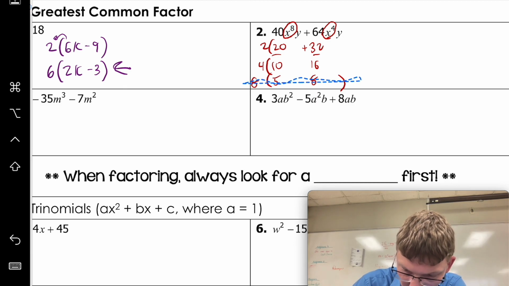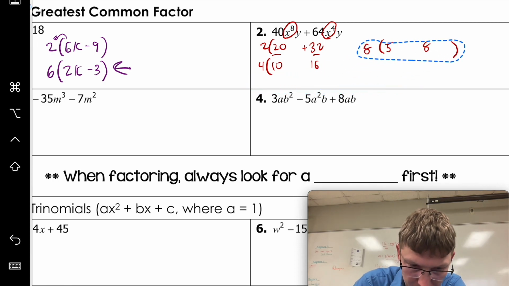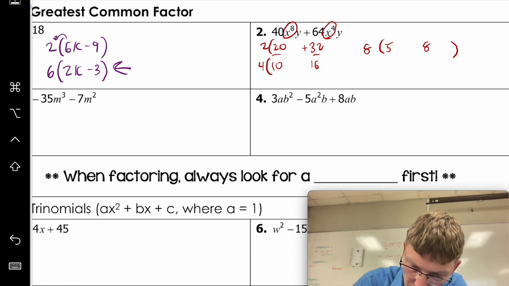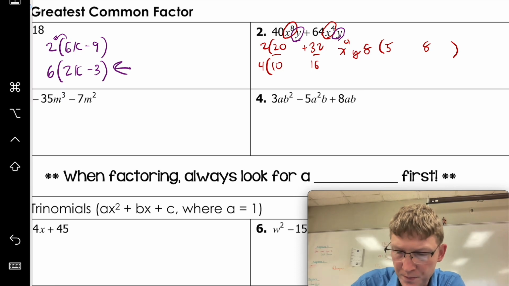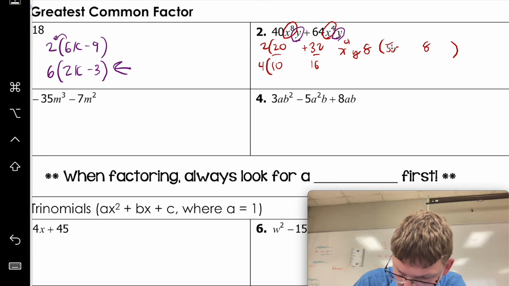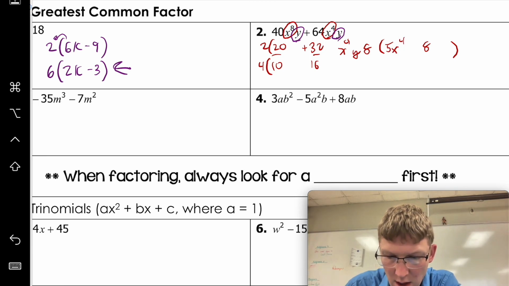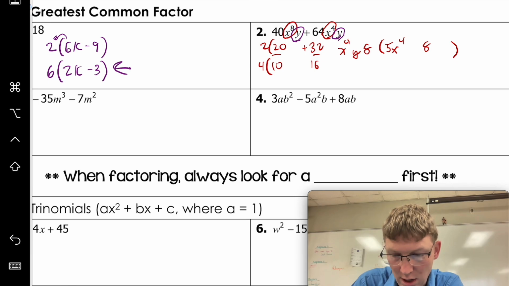We got to move this whole thing over. So we can pull an x to the 4th. And they also both have one y in it. So we're going to pull a y out as well. So when we pull the x to the 4th, our first number has 4 x's left over, and then our second number has no x's left over. And neither one has any y's left over.